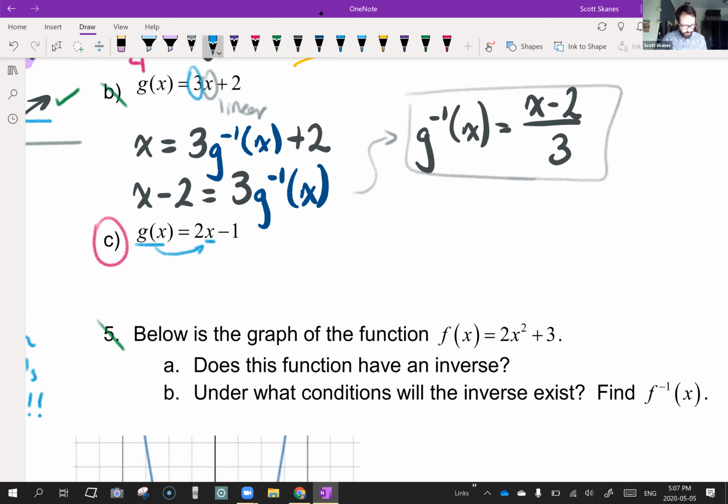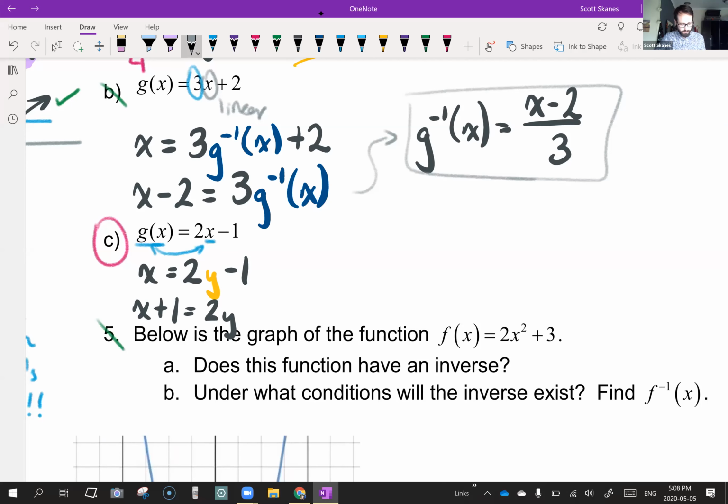So first of all, this is a linear function. Linear functions always pass the vertical line test. So let's just go ahead and do the replacement. x equals 2, I'm going to call it y, I'll replace it at the end, minus 1. That gives me x plus 1 equals 2y.